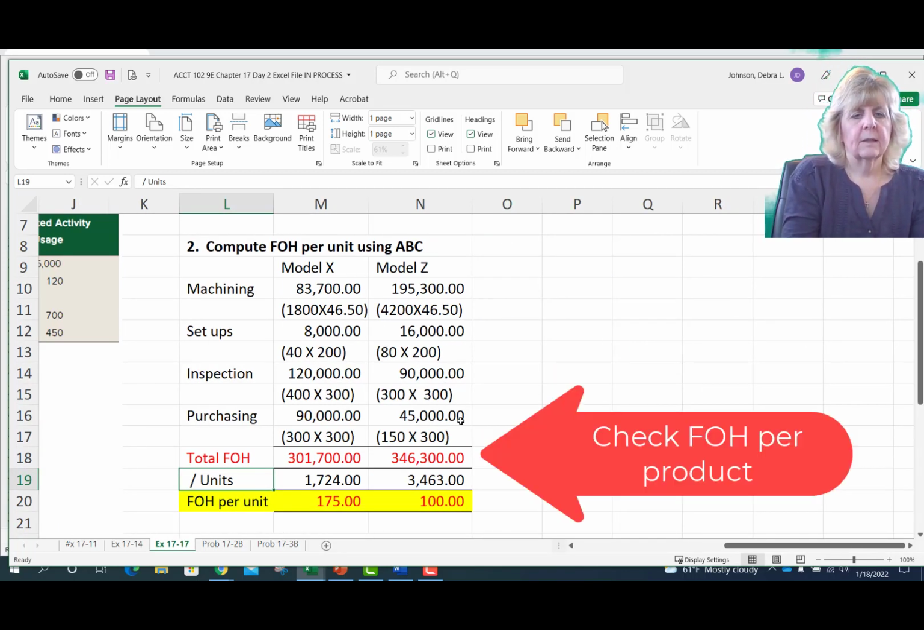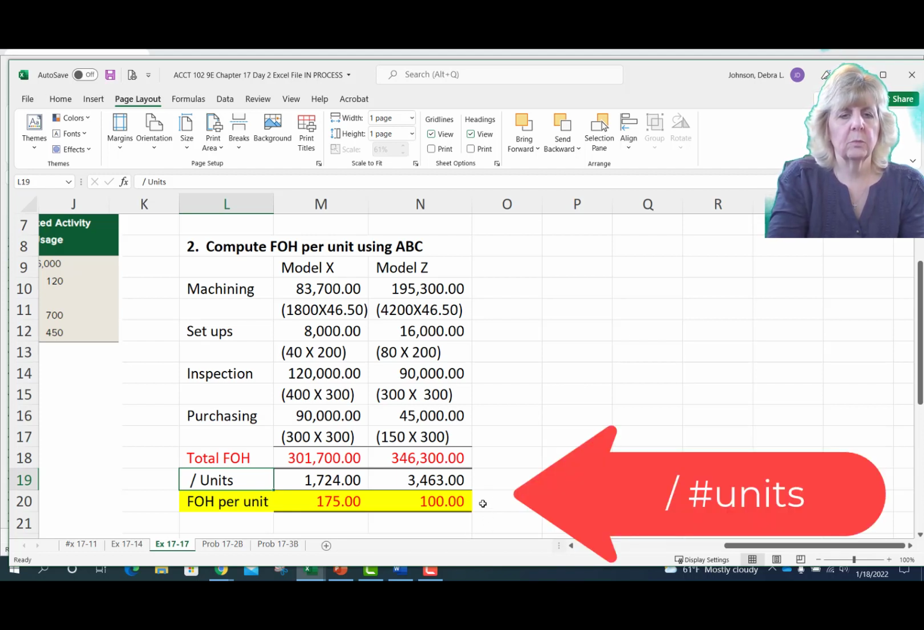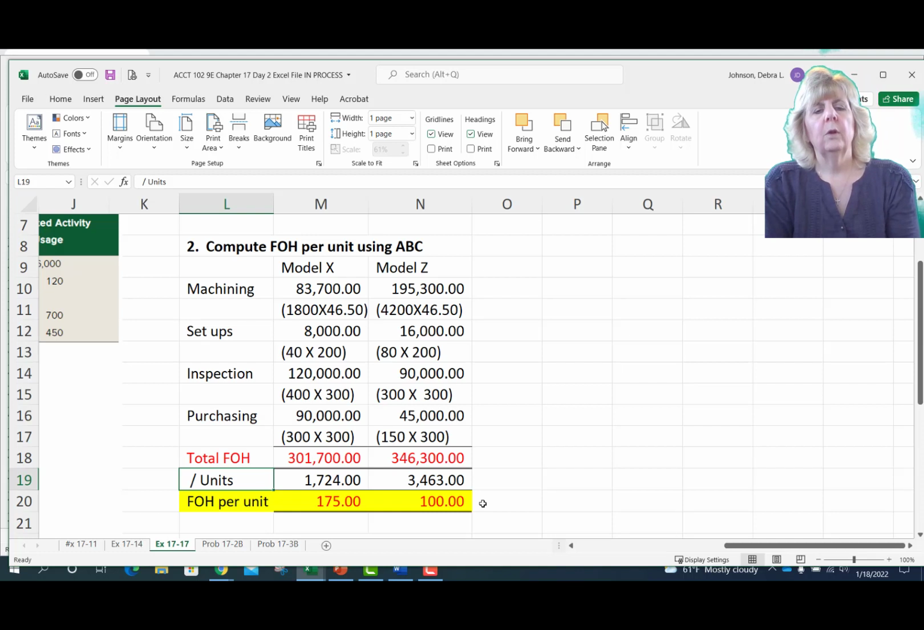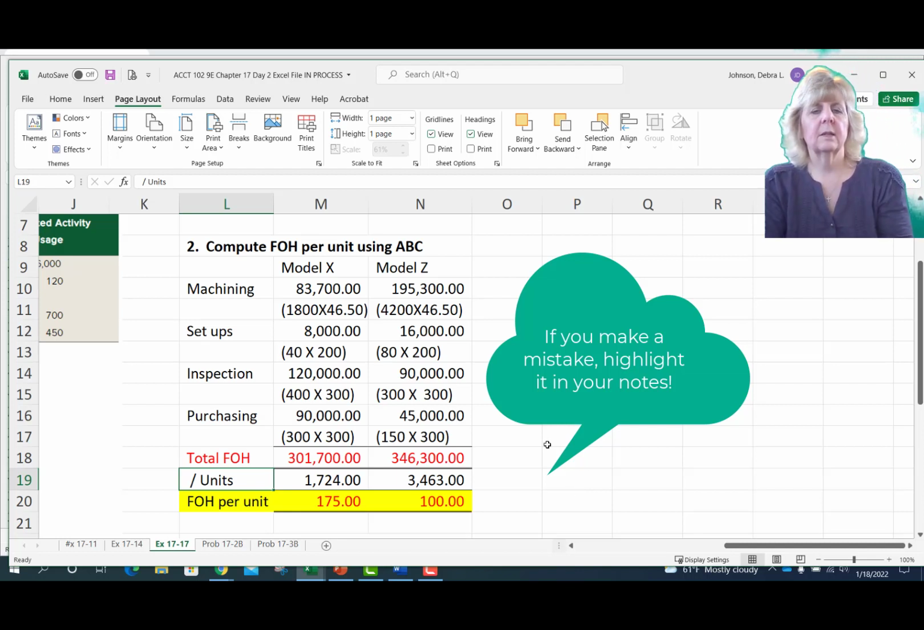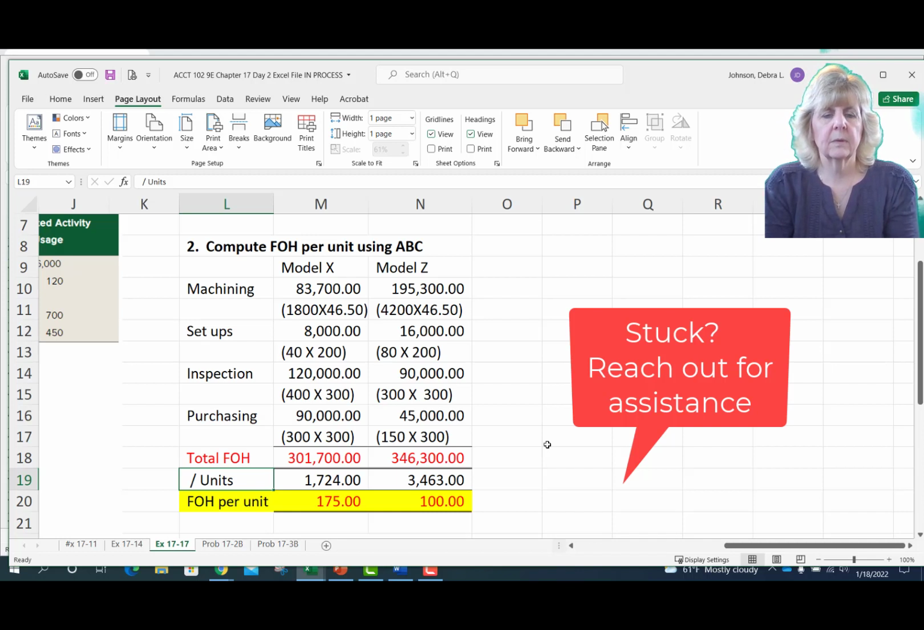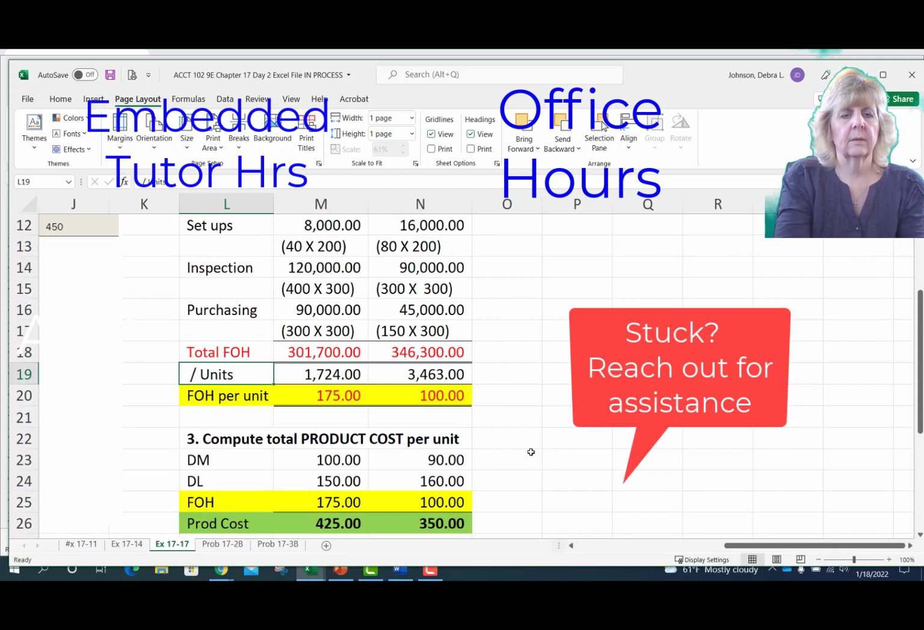At the very end of that step, once we had the total factory overhead per model or per product, we took it to a per unit basis, which means we divided by the number of units. Once again, review your work and carefully compare it to the solution you see on the screen. If you find that you're getting stuck on any one of these steps, pay closer attention to what you're doing and don't hesitate to use our embedded tutor or myself to help you catch your mistakes.